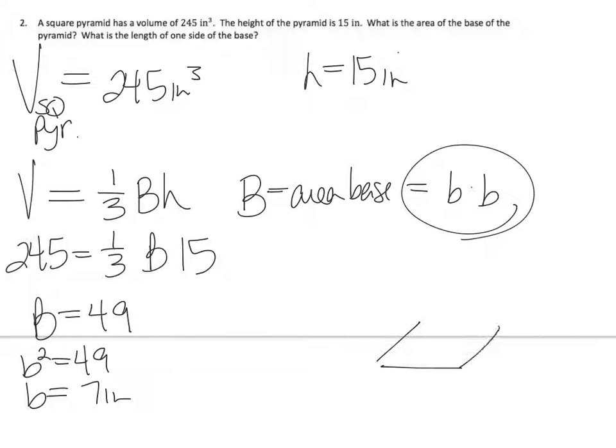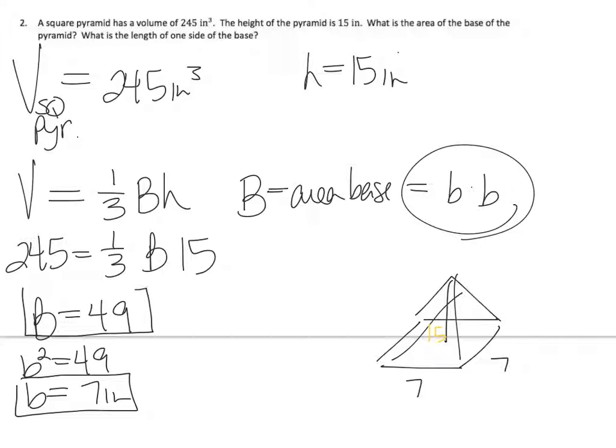So we have a square pyramid. We've got 7 times 7 times my height is 15. This was one question it asked for. And then, area of the base was the other one. So this would be inches squared, and that would just be inches. Big B was the area of the base, which is right there. And then one side is 7.